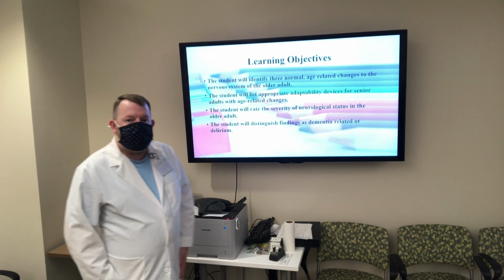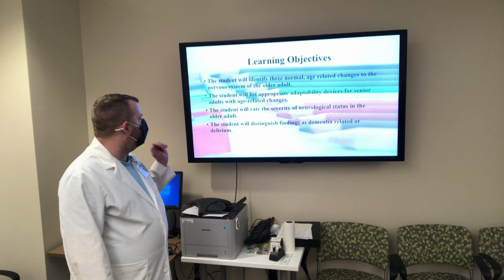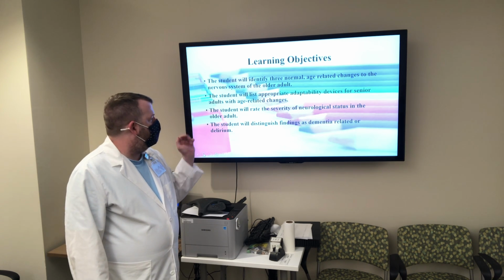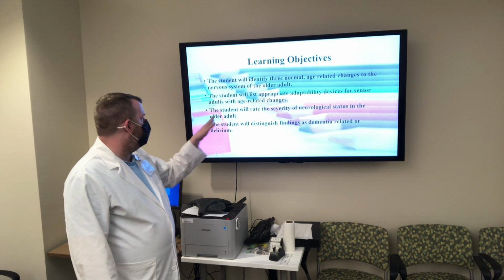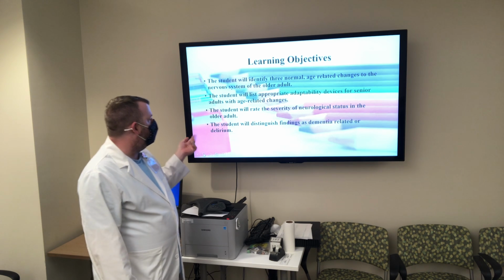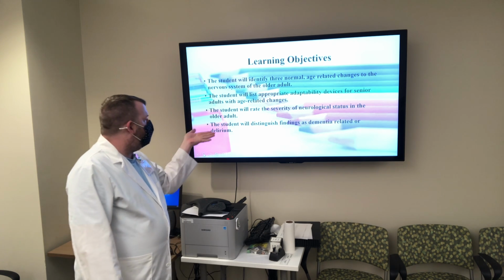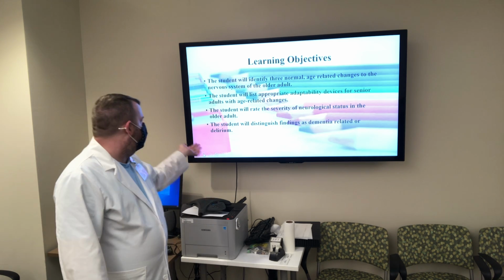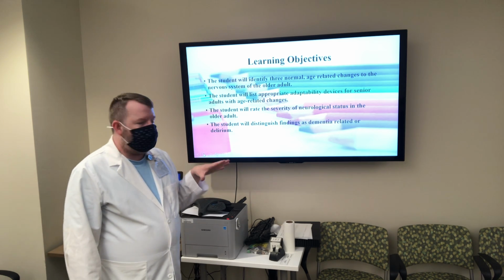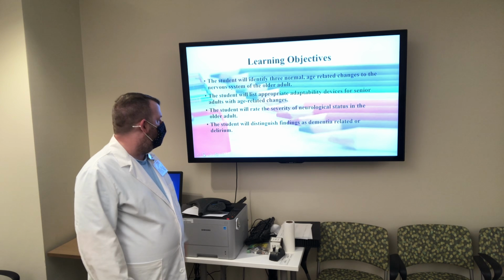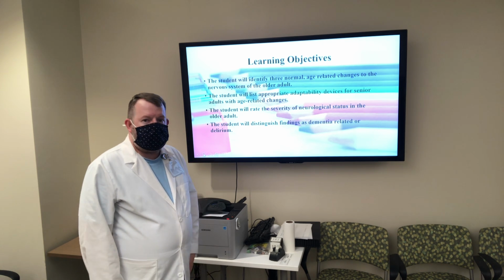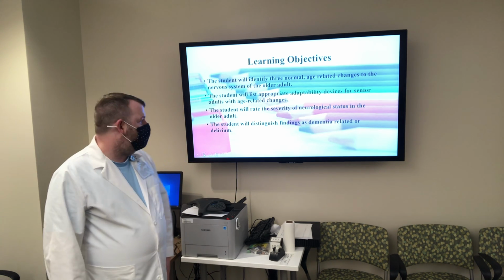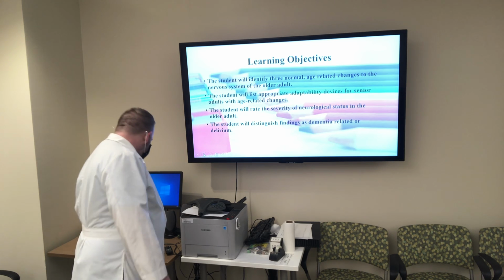We'll go ahead and get started with our first slide that has our learner objectives. The student will be able to identify 3 normal age-related changes to the nervous system of the older adult. The student will list the appropriate adaptability devices for senior adults with age-related changes. The student will rate the severity of the neurological status in the older adult, and the student will distinguish findings as to whether they are dementia or related to delirium in the older adult.